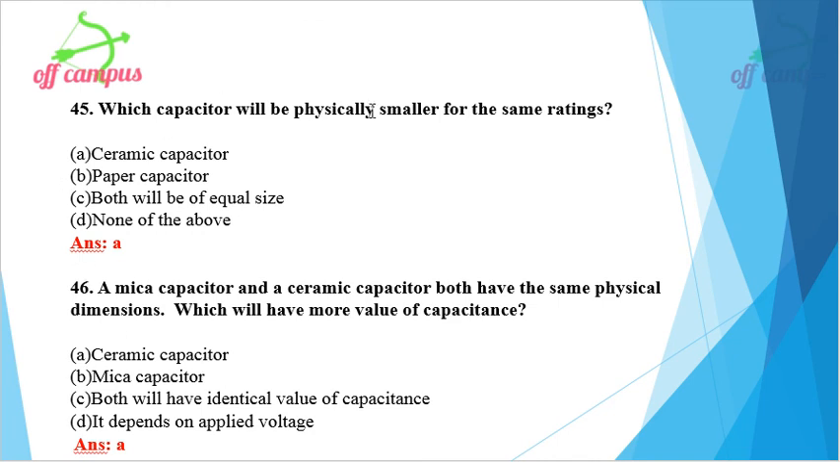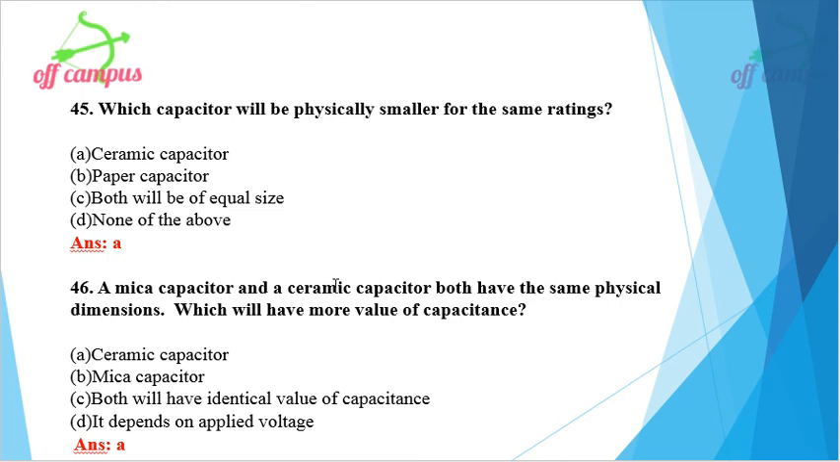Which capacitor will be physically smaller for the same ratings? Physically smaller means it is the ceramic capacitor. If both are of the same rating, ceramic and paper capacitor, which one is smaller? When compared to the paper capacitor, the ceramic capacitor is the smaller one. So option A, ceramic capacitor, is the right option. Then move on to the next one.